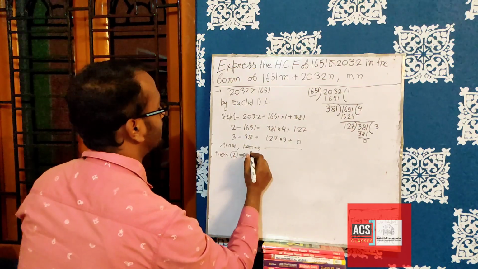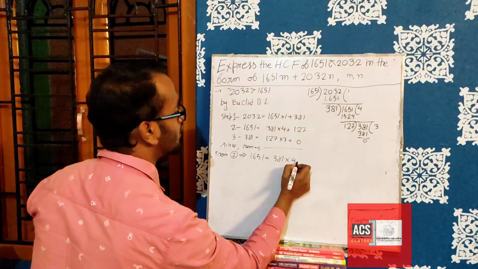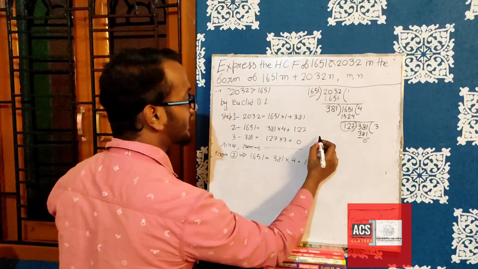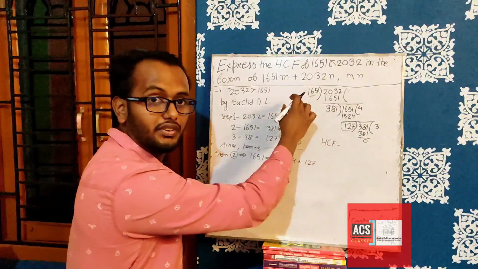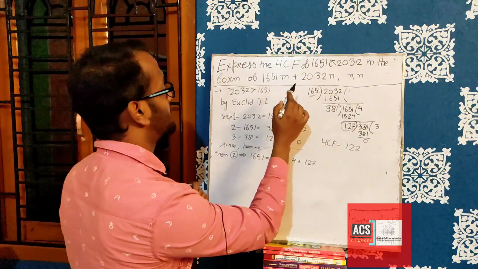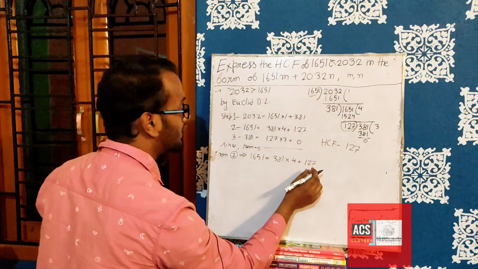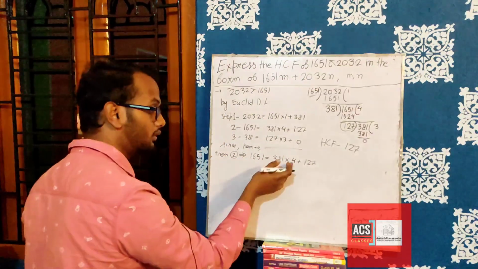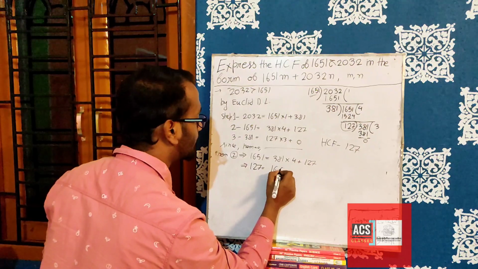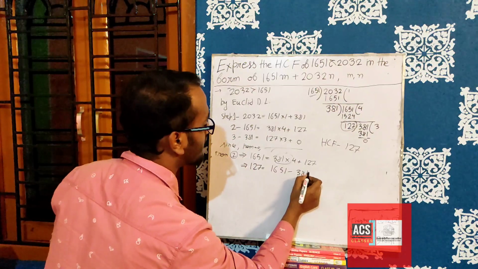From equation 2, we get 1651 is equal to 381 into 4 plus 127. So here 127 is the HCF. So the HCF of these two is 127. What they have said is, express the HCF in this form, as a combination of these two numbers. So we will keep 127 on this side and bring all other terms to the other side. So this implies 127 is equal to 1651, we are bringing this term here, minus 381 into 4.